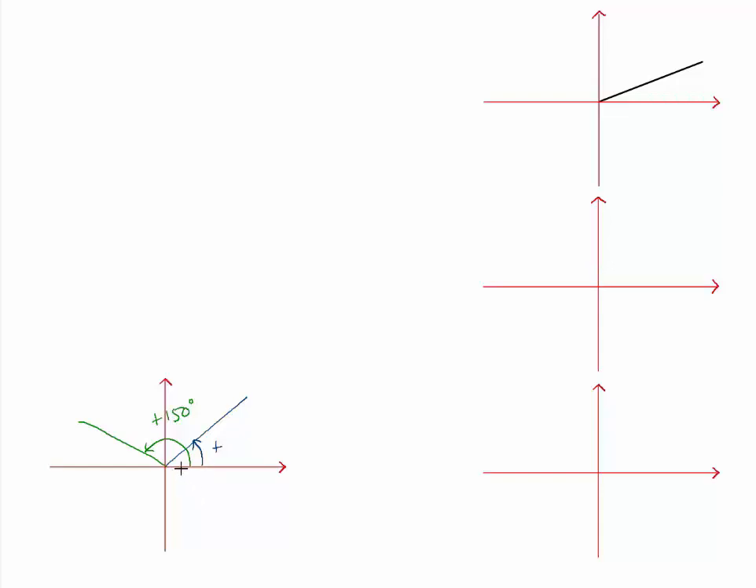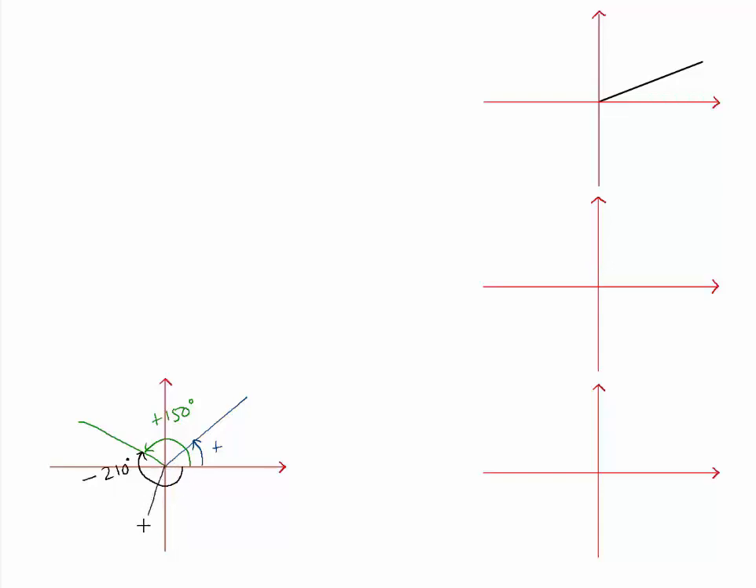Now we can also measure this angle in the clockwise direction. So let's see how that will work. Since this angle is 150 degrees, this angle would be 210 degrees. Now in this case, the black direction is the clockwise direction. So therefore, the angle would be 210 degrees with a minus sign. So it would be minus 210 degrees.